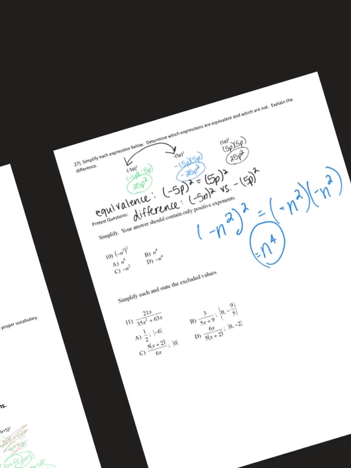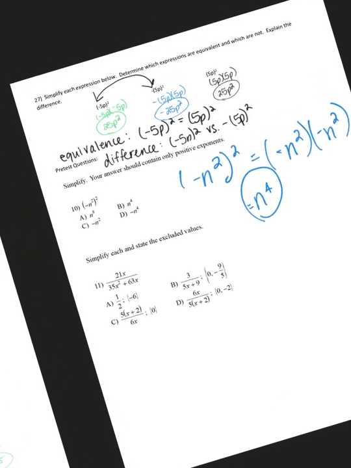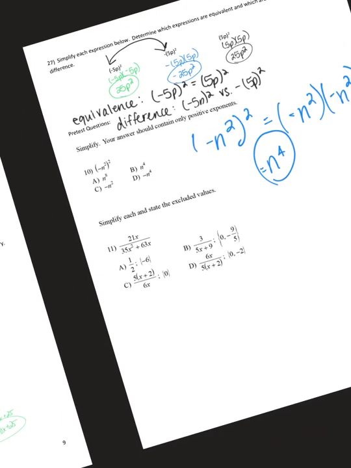Okay, and number 11, we are dividing. Again, remember, dividing is the inverse of multiplication, so we can only simplify out factors. Factors are two things that are being multiplied. All right, so we're going to look for a common factor between 21x, 35x squared, and 63x. I see a common factor of 7, and it looks like everything has an x. So we've got 21x over 35x squared plus 63x.